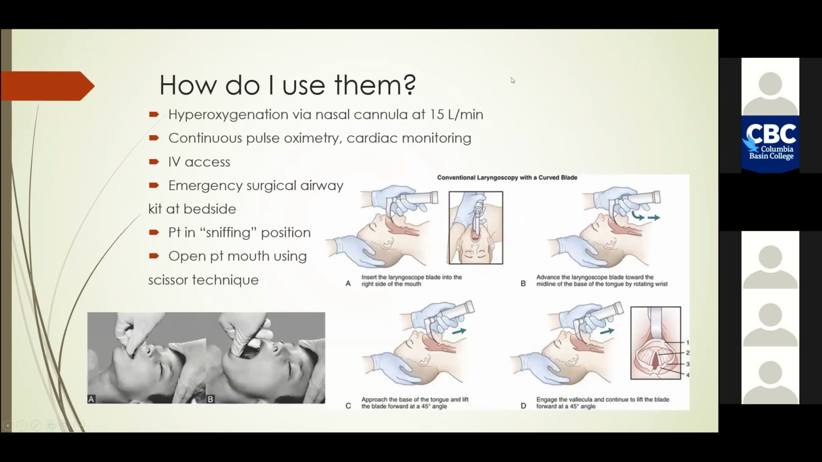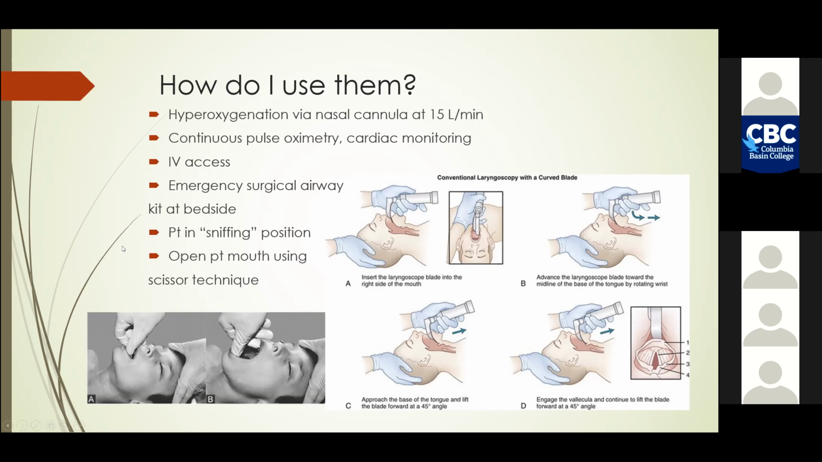Okay, so it's kind of tricky to show what the procedure is for using these blades, so I'll just talk through it. The first thing is if we're able to hyperoxygenate the patient via nasal cannula at 15 liters per minute, that's super important. We want to have all of our monitoring devices on them, continuous pulse ox and cardiac monitoring. We want IV access. We want an emergency surgical airway kit at the bedside.